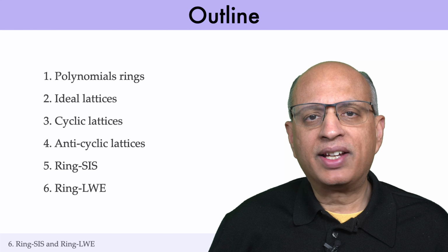Zx denotes the set of polynomials with indeterminate x and integer coefficients. Zx is an infinite ring. Let f be a monic polynomial of degree n in Zx. Monic means that the leading coefficient of f is 1. The polynomial ring Zx modulo f, which I'll call R, is comprised of the set of all polynomials in Zx of degree less than n, and where multiplication of polynomials is performed modulo f.